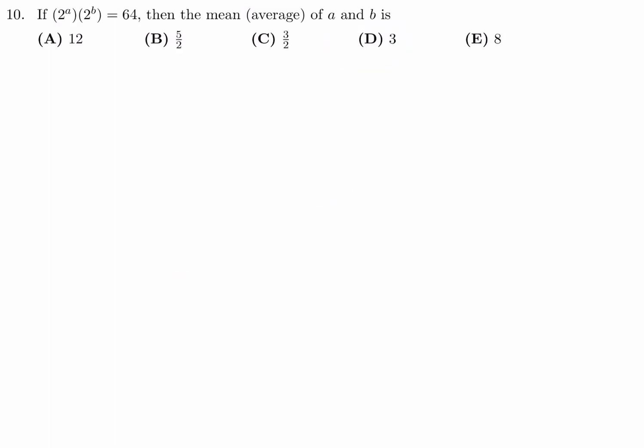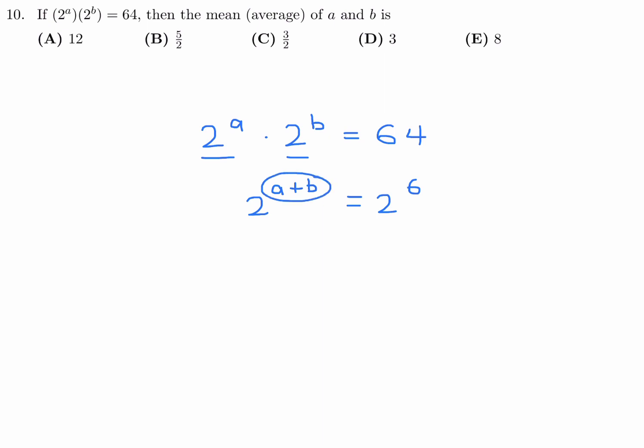If 2 to the power of A times 2 to the power of B is equal to 64, then the mean of A and B is... Well, 64 is 2 to the power of 6. And because the bases are the same, you add the exponents, so it becomes 2 to the power of A plus B. Looking at both sides, the bases are the same, so the exponents must be equal. So that means A plus B is equal to 6.